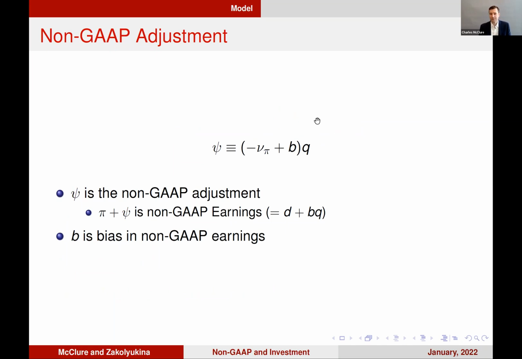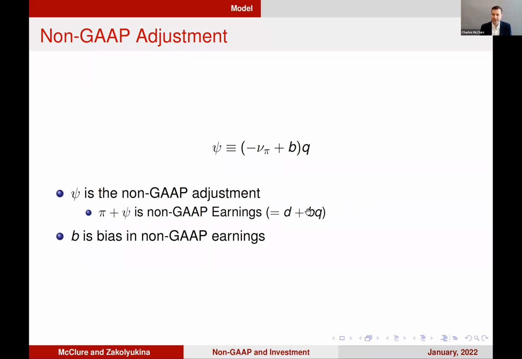The second signal that managers are going to produce is going to be the non-GAAP adjustment. That's just the difference between GAAP and non-GAAP earnings. And that's going to be a function of 2 things. The first component is going to be subtracting out that transitory shock. And then the second part is going to be the bias that the manager is going to insert into the adjustment to, obviously, provide a more opportunistic definition of non-GAAP. And so what you see here is that non-GAAP earnings is going to be GAAP earnings plus the adjustment. And that's just going to be equal to D plus B times Q.